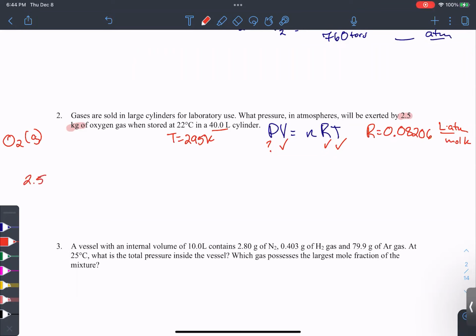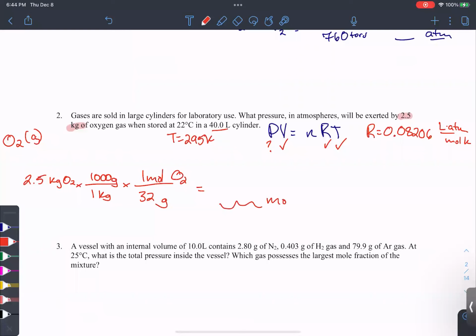So 1.5 kilograms of O2, we want to convert that to grams. So 1 kilogram is 1,000 grams, 32 grams is 1 mole of O2, and then that equals some number, whatever that is, and then that's what you plug into that N, and then you solve for P, and that's it. And then that pressure will be in atmospheres because of the unit of R.